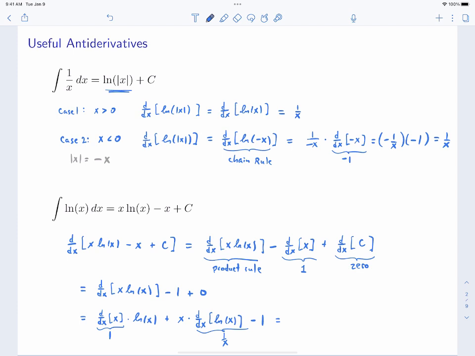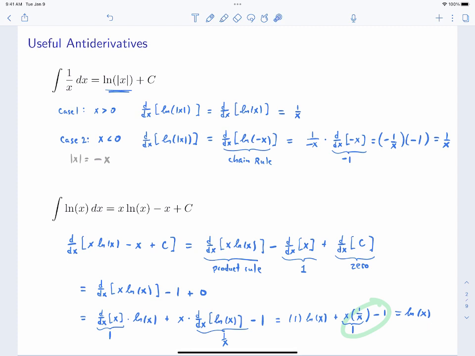So what do we end up with? We end up with 1 times ln of x plus x times 1 over x minus 1. Well, 1 times ln of x, of course, that's just ln of x. And x divided by x, or x times 1 over x, that's 1. So we have here a 1 minus 1, that's just going to be 0, so our final answer is going to be ln of x plus 1 minus 1, which is ln of x.